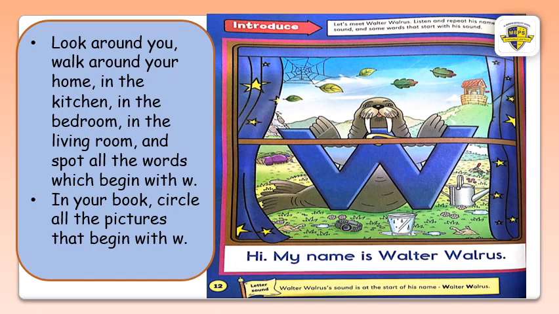Have a look around you, okay? And count how many things begin with where and tell your mommy. Okay? Another thing you can do is, in your book now, the same page here, circle all the pictures that begin with were. Look at Walter Walrus behind him, and on that page there are a lot of pictures which begin with were.